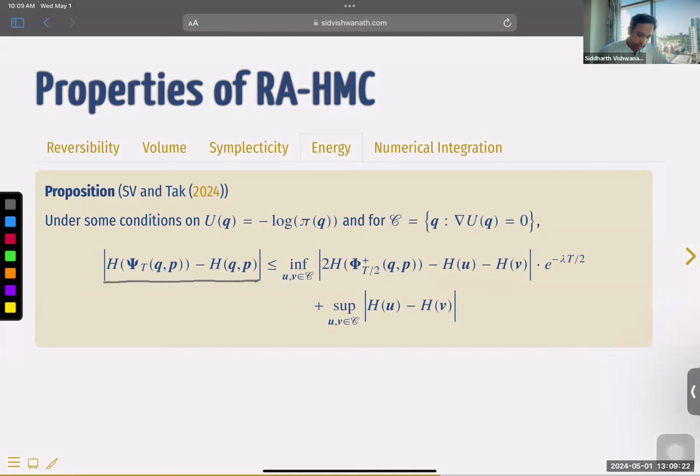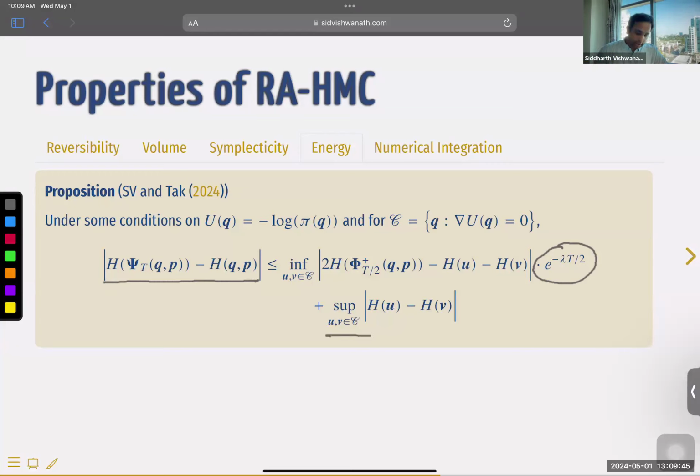So essentially, this comprises two terms. The first term is sort of e to the negative lambda times the time that you're integrating for. So if you integrate for longer, in a certain sense, this gives you better approximation control.